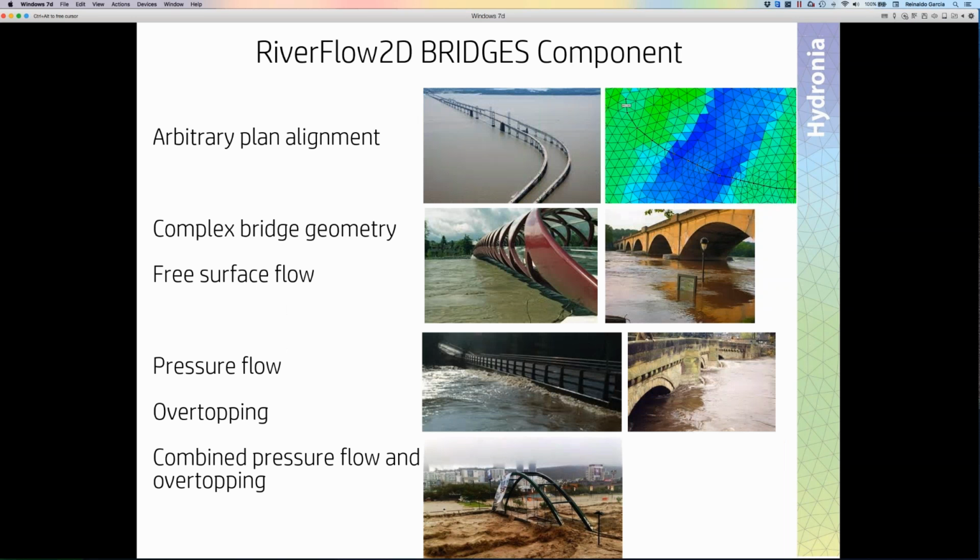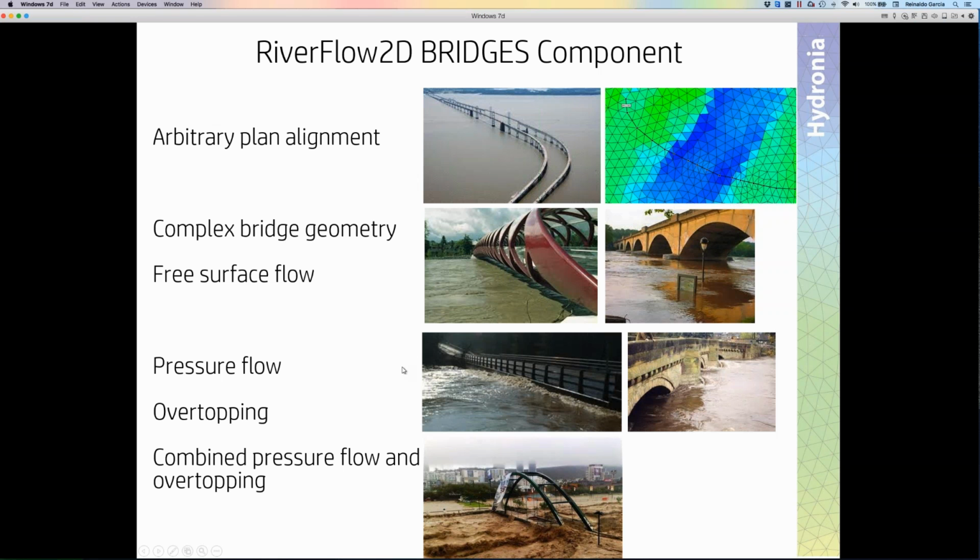The bridge component is a very comprehensive two-dimensional bridge component that computes the energy losses on virtually any geometry bridge. And as I said, it's a two-dimensional component. So you define, like you can see here, a polyline, and that polyline represents the bridge alignment. And then you have a way to graphically create a bridge geometry or import a bridge geometry file that represents the form of the bridge cross-section, including the deck.